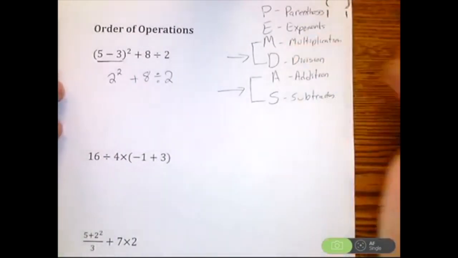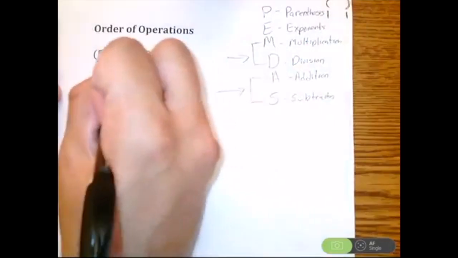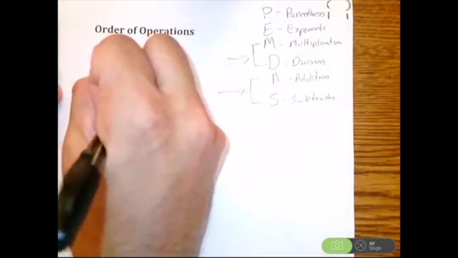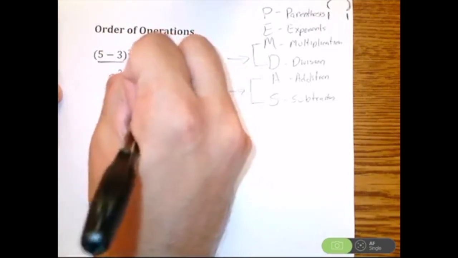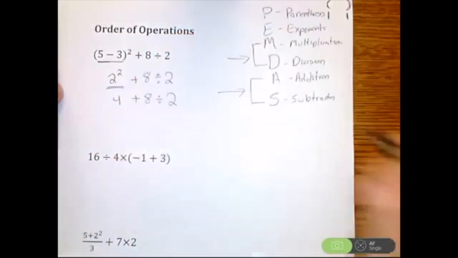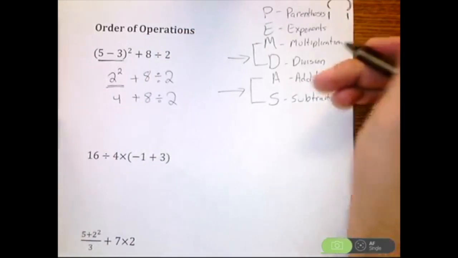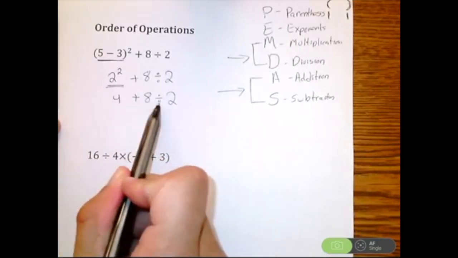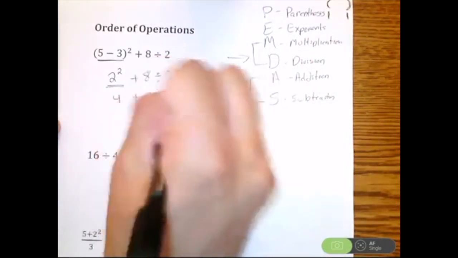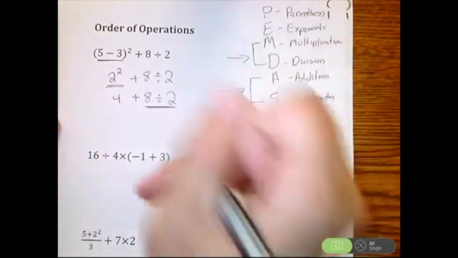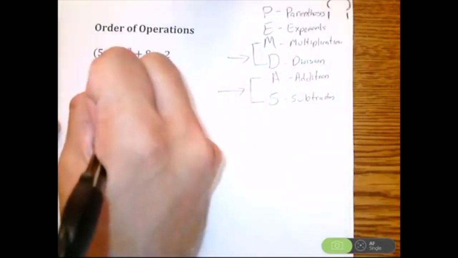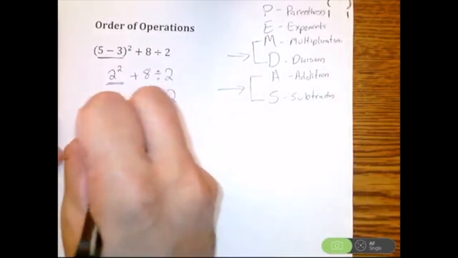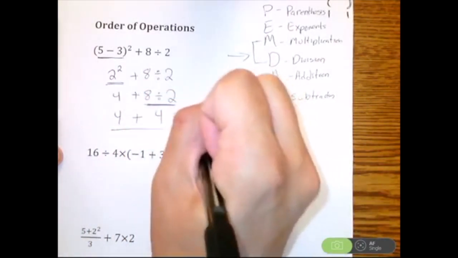Now we go back. I've taken care of parentheses. Next will be exponents. Well, we have exponents, so let's take care of that. 2 squared is 4. Still have a plus, still have an 8, still have a divide, still have a 2. And then let's do another line, multiplication and division from left to right. We have division right here. 8 divided by 2 is 4. Didn't touch this 4, didn't touch the plus. Then finally, 4 plus 4, which is 8.